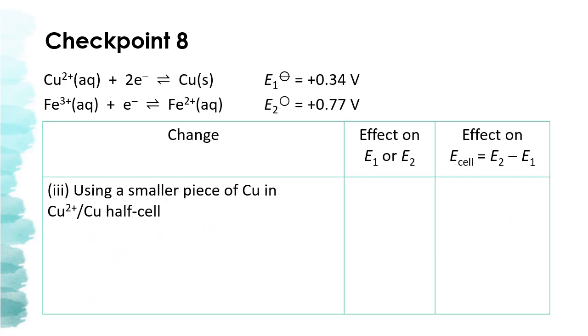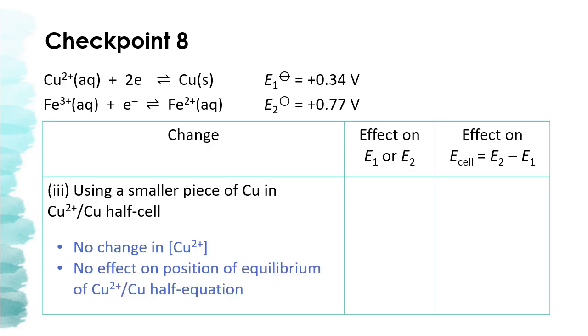For checkpoint 8 part 3, addition of solid copper actually doesn't result in any change in the aqueous concentration of Cu2+. So there will be no effect on the POE. There will be no effect on either E1 or E2. So the E cell is actually the same as the standard electrode cell potential.